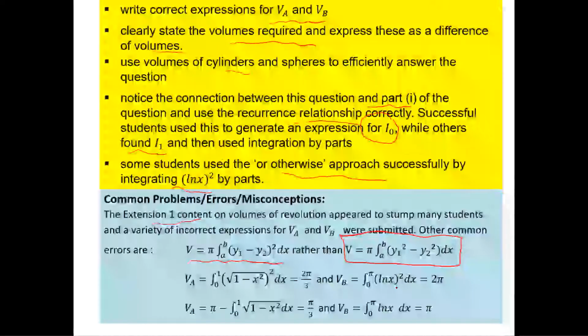Other common problems: finding VA from 0 to 1, which neglects the y1 squared minus y2 squared, and again with VB, and so on.